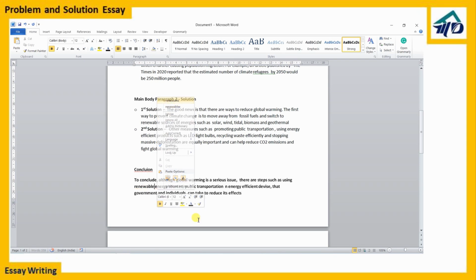I did not mention the problem. Although global warming is a serious issue, you can even say yet there are steps. Okay, but anyway, I'll just put a comma here and I will say there are steps such as using whatever points you like. Now you can just mention one also, such as using renewable energy sources and energy efficient devices. You can write that also. Okay, so that government and individuals can take to reduce its effects.